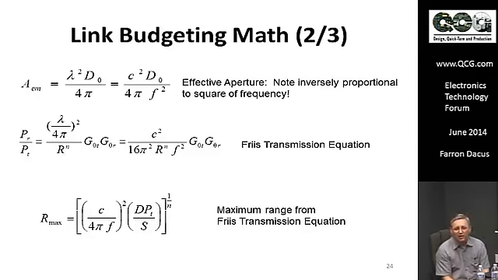In practice, it's more like 3. Cellular design typically assumes 4 because cellular has a lot of bouncing around in the city, and they typically want that system to actually work without a direct wave. They want it to be reliable just based on the bouncing.